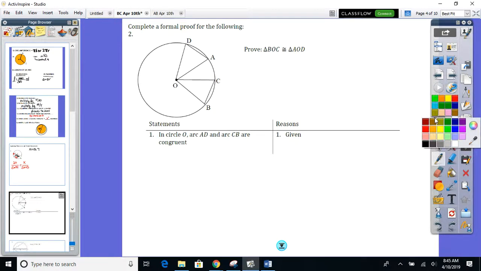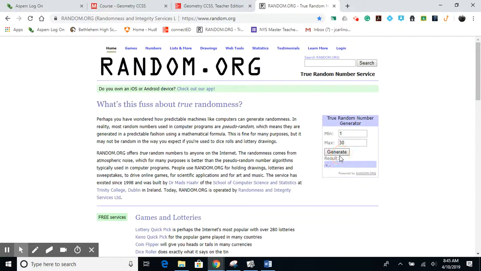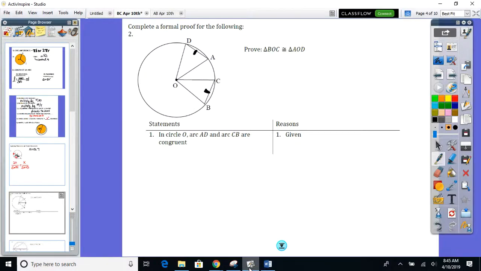Say that again. Okay, DA congruent to CB, that's true. Why? Arches? What are arches? You got feet here? Arcs. Congruent arcs imply congruent chords. Perfect. So I got 2 chords congruent. What else you got for me here? 3. What else you got in your proof?